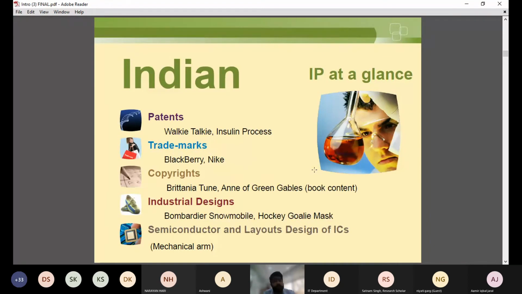Fifth we have is semiconductor and layout design of ICs. So this is a bit more technical for you guys to understand. So ICs, I hope many of you might have heard about this term, integrated circuit. So there is some 3D layout on the circuit. So every 3D layout has been defined to perform a particular task. So that particular layout gets protection under this kind of law. It is similar to patents only, but we have a separate law for the protection of ICs.